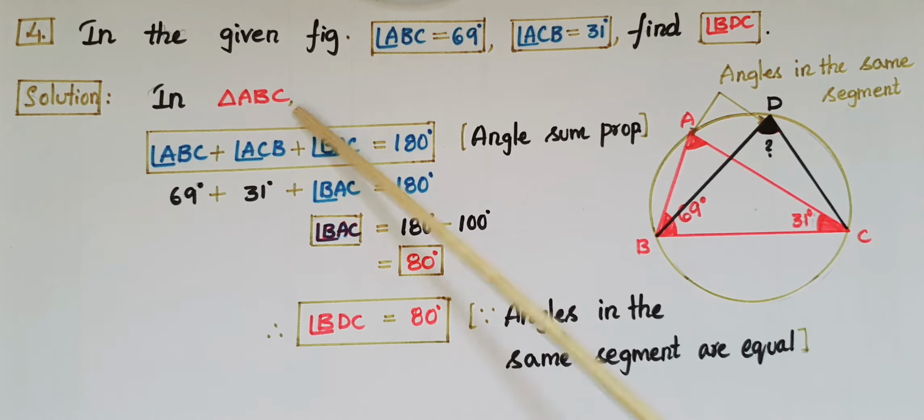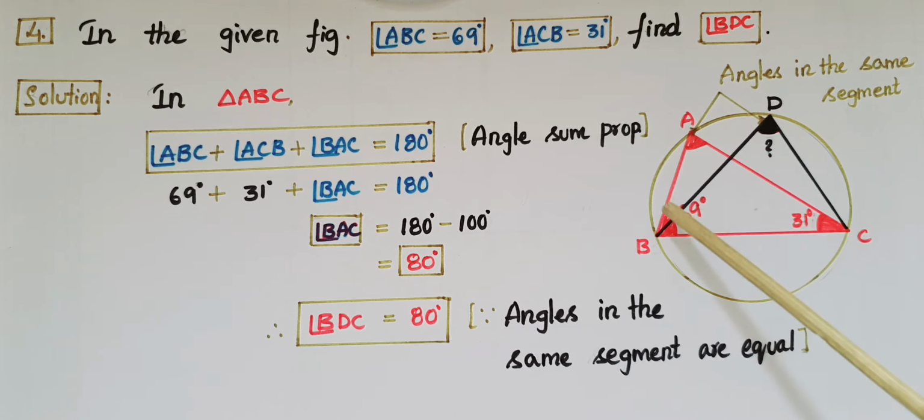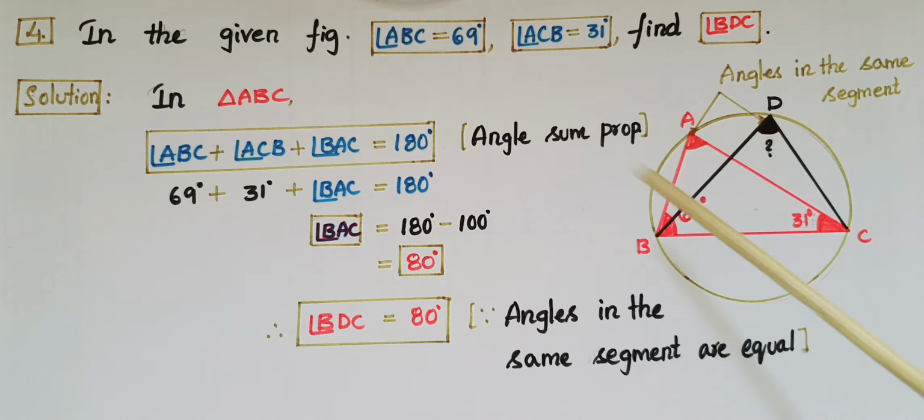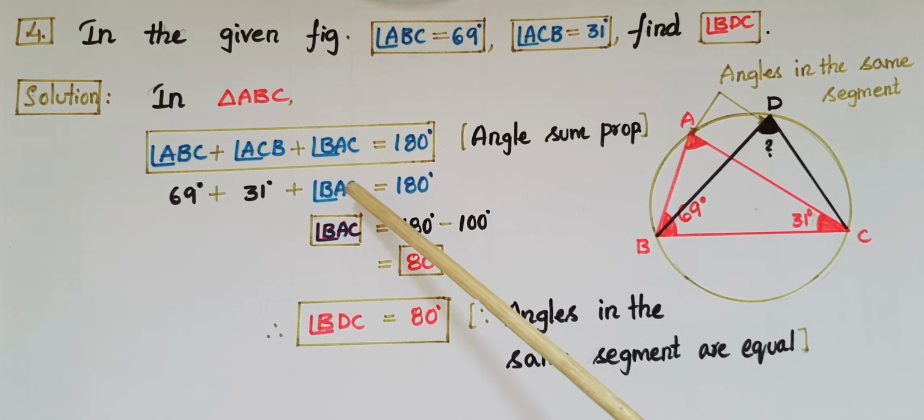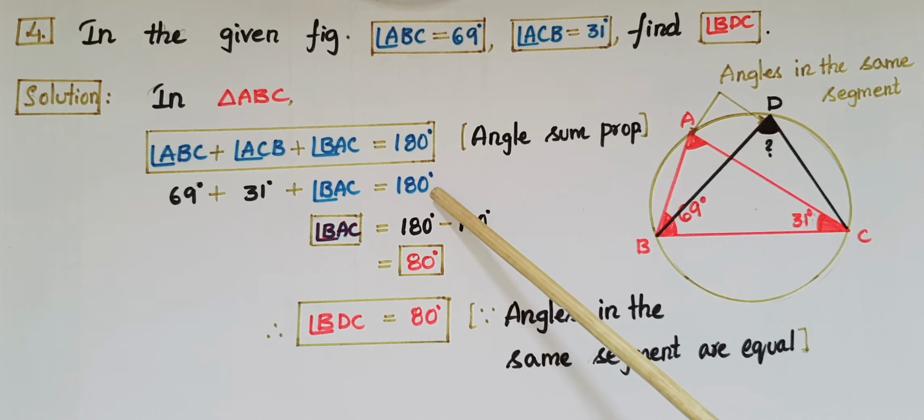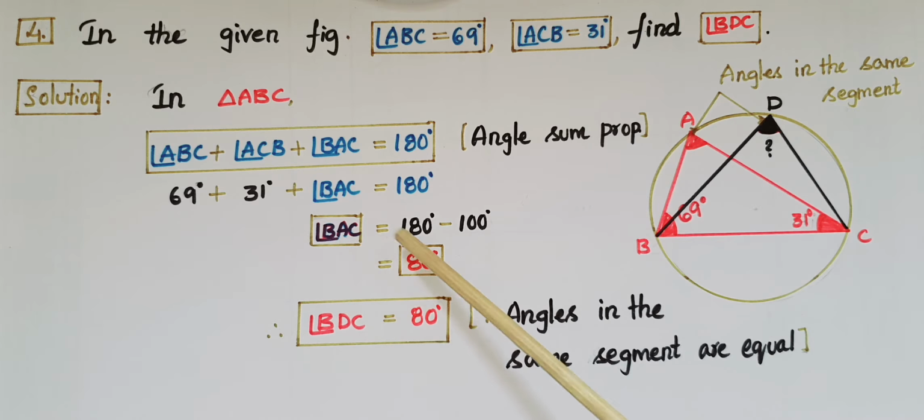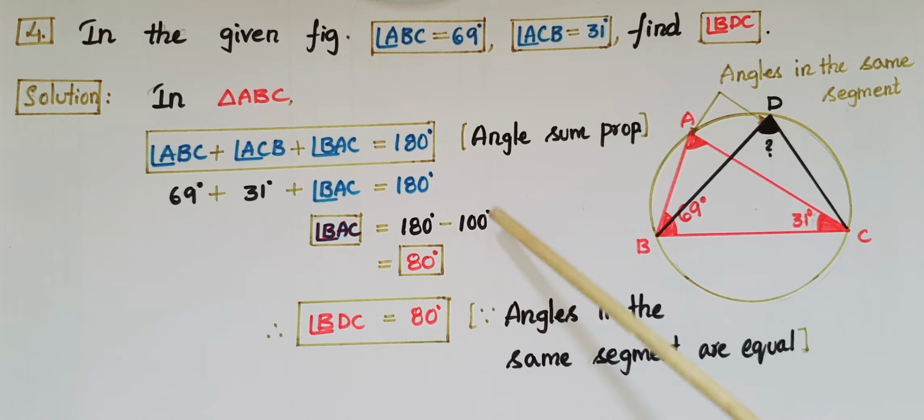In triangle ABC, we know that the sum of all the angles of a triangle is 180 degrees. Therefore, angle ABC plus angle ACB plus angle BAC is 180 degrees. This angle is 69 degrees plus 31 plus angle BAC is equal to 180 degrees. Therefore, angle BAC is equal to 180 minus 100, that is 80 degrees. Angle BAC is equal to angle BDC, because these two angles are angles in the same segment. Therefore, angle BDC is equal to 80 degrees.